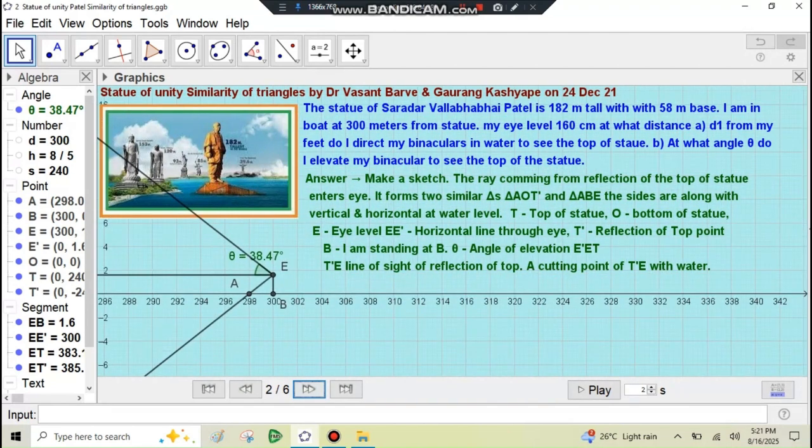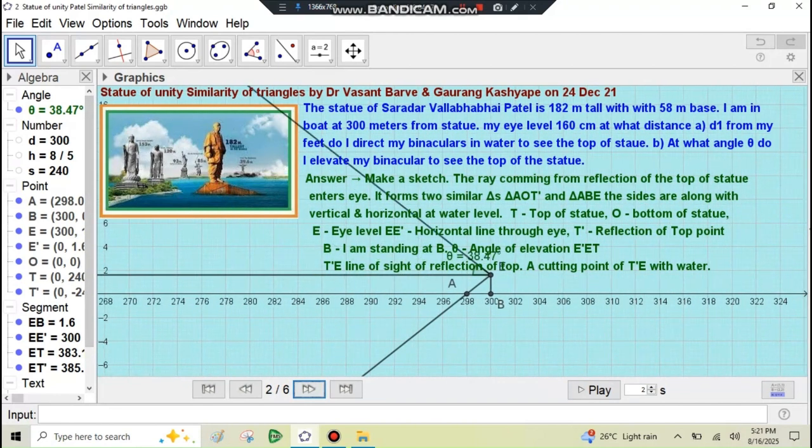See, this is what you have. This is when you look down in the water. I am not showing this ray, I am showing its reflection here. So this is one way of looking at the statue, that is looking in the water and seeing the top of the statue, or directly look at the top. See, so this is what is happening.